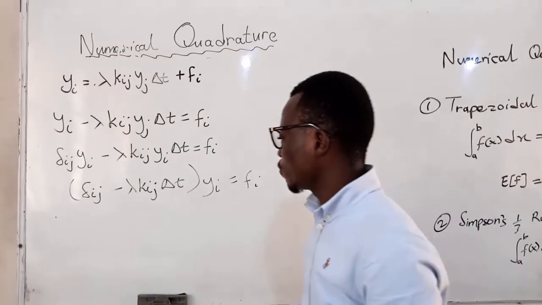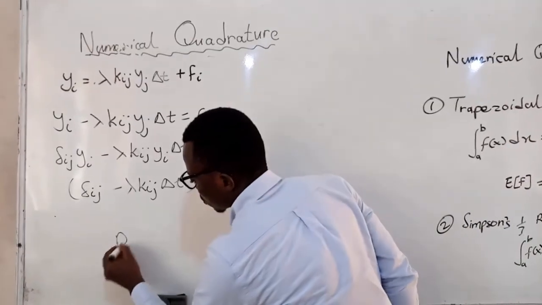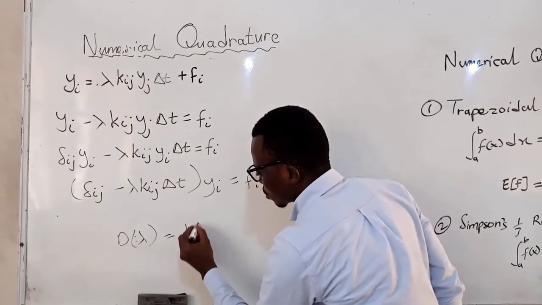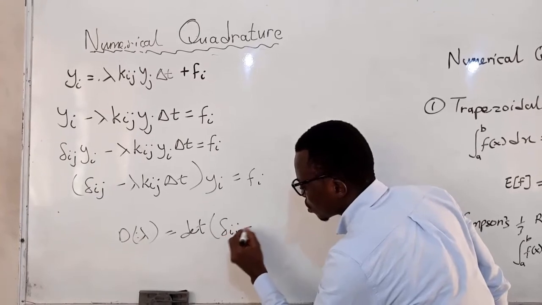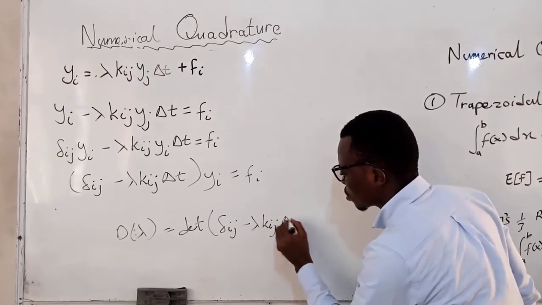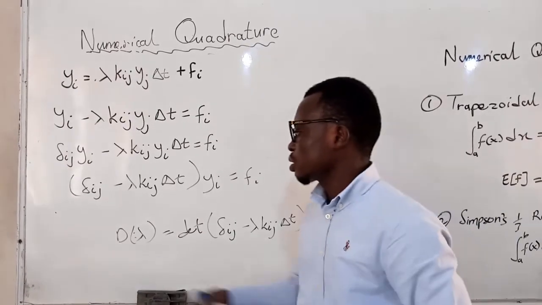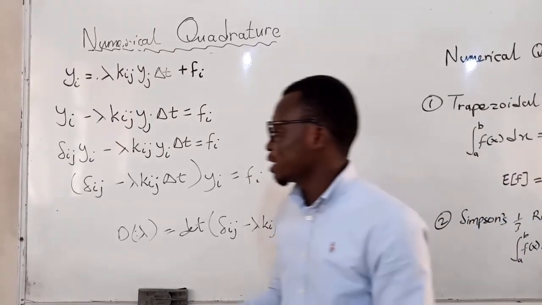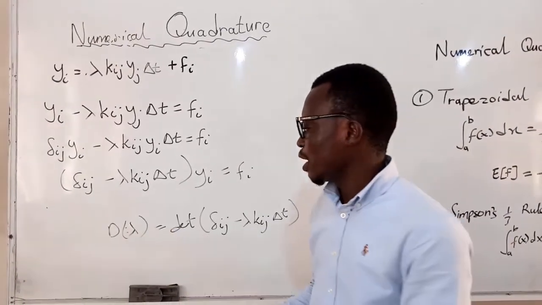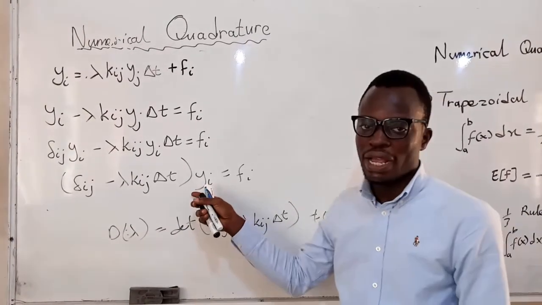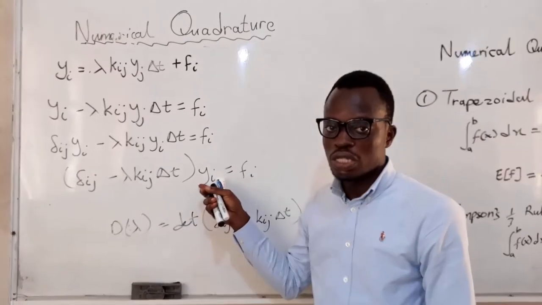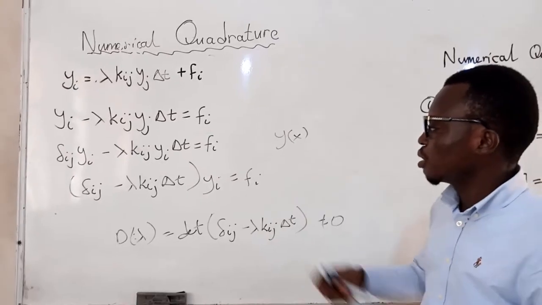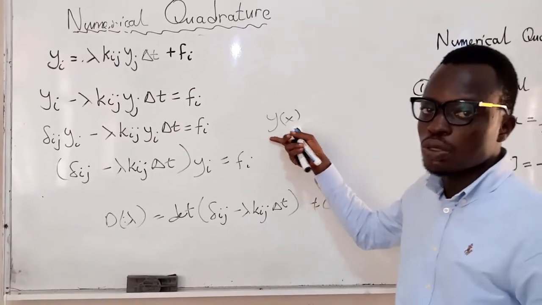And so, if you check the determinant of this matrix, this is a matrix, and it's not equal to 0, then you can generate a system of linear equations and solve for the iterative solution for the y_i's. And after finding the solution for the y_i's, you can combine them to find y(s), which is the solution to the integral equation.